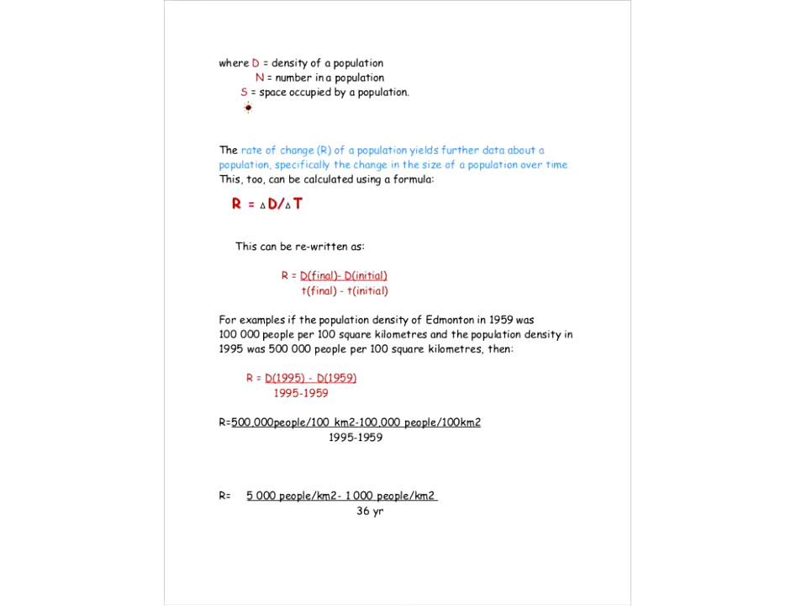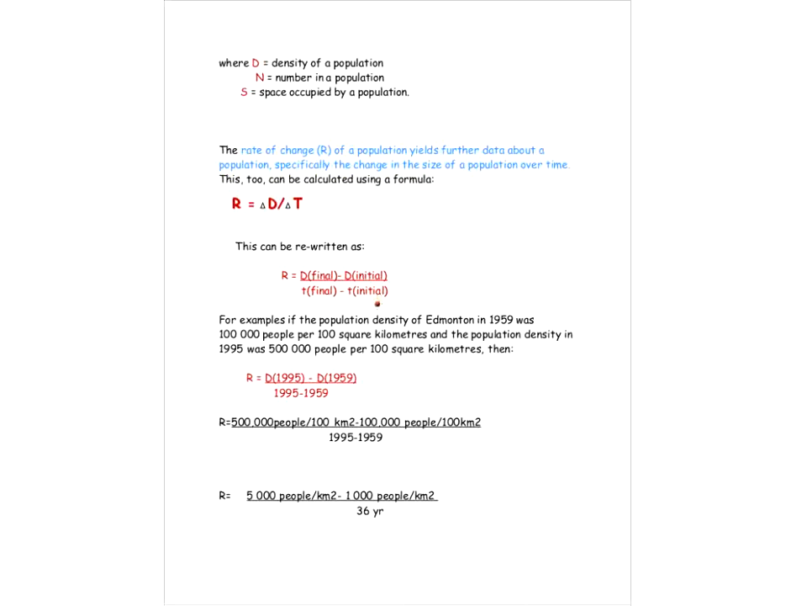Okay, so the rate of change is also an important concept. The rate of change of a population is equal to change in D over change in T. Change in D is change in density, and change in T is change in time. Whenever you have a change in something, it's the final value minus the initial. So if you're looking at a change in temperature, it's final temperature minus initial. And so we're looking at the change in density divided by the change in time.